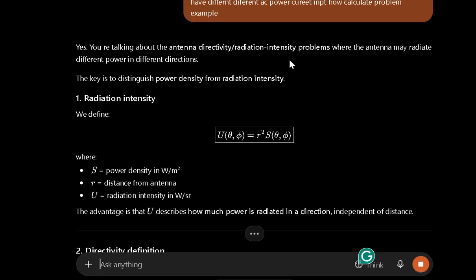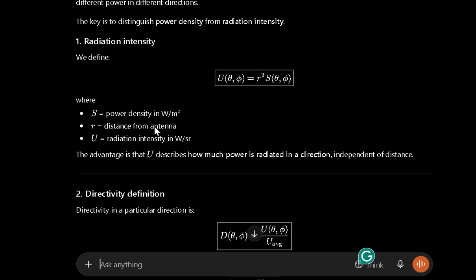As we are talking about antenna directivity and intensity problems, where the antenna may radiate differently in different directions, the key is to distinguish power density from radiation intensity. These are formulas.